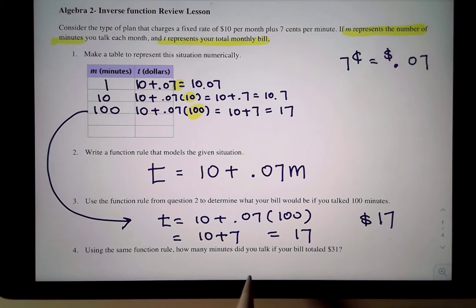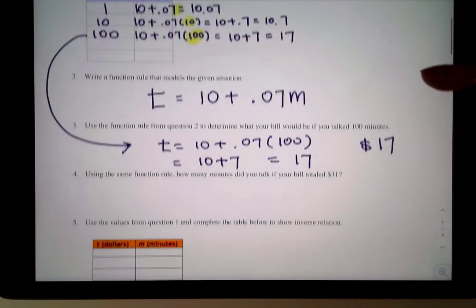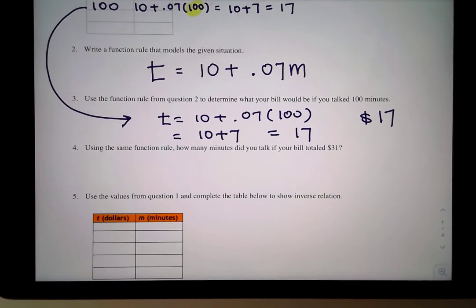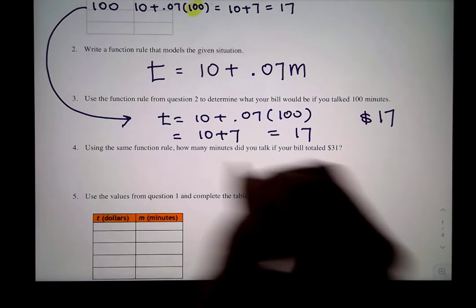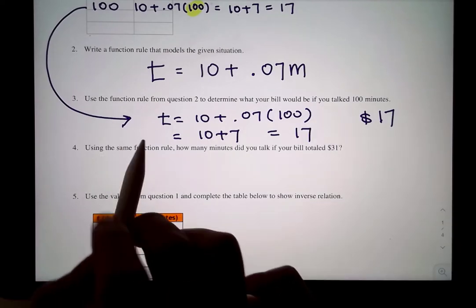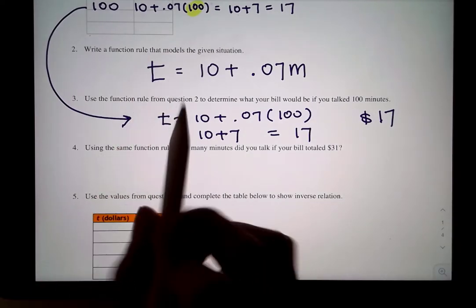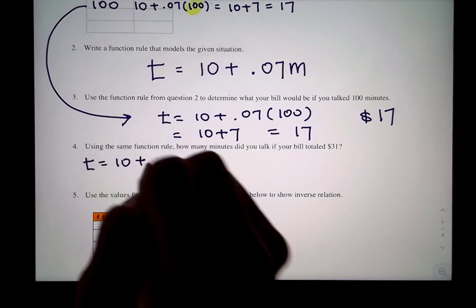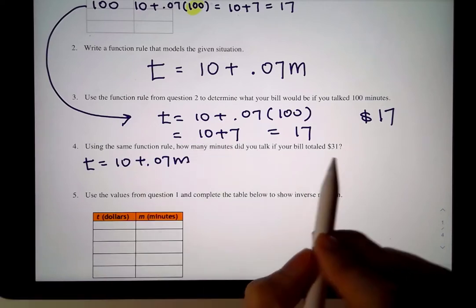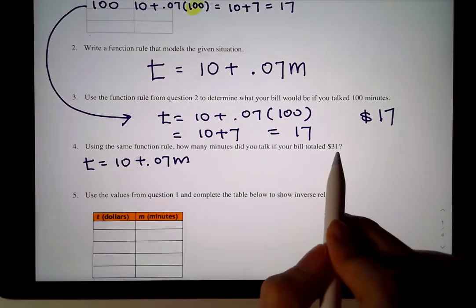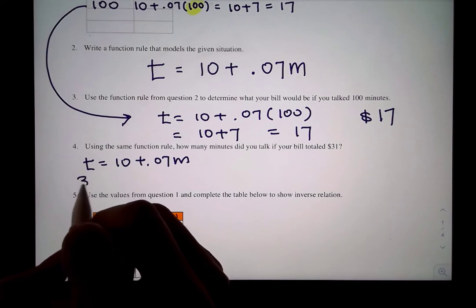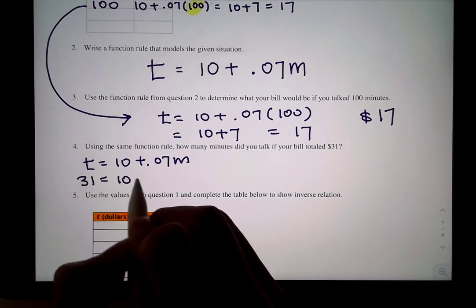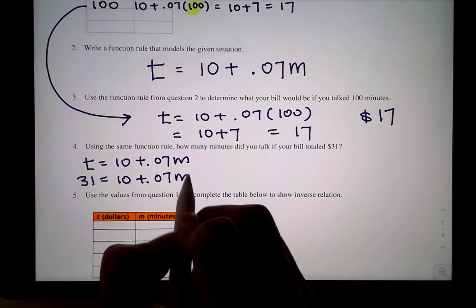Use the same function rule. How many minutes did you talk if your bill totaled $31? So this person got $31 for the bill. Then how many minutes did this person talk, right? So your total money is $31, so you put it in the T. Let me write it one more time. Total money is $31, so you put 31 here, and you just solve the equation.